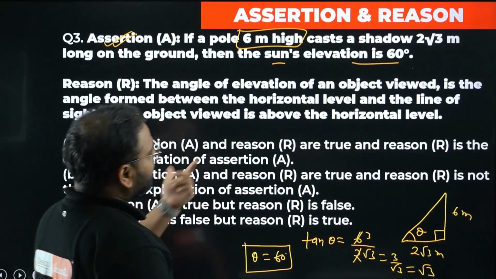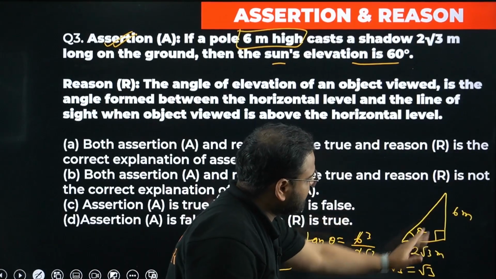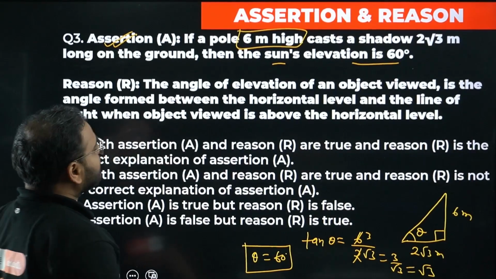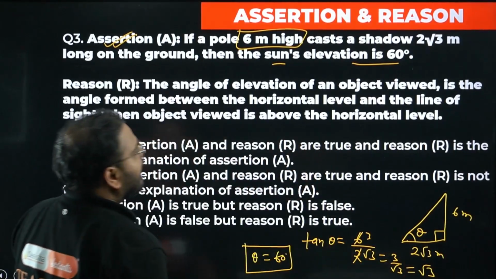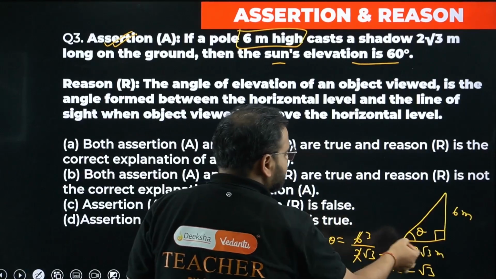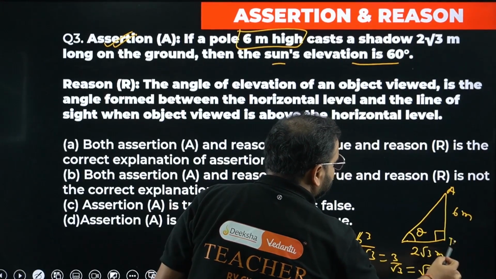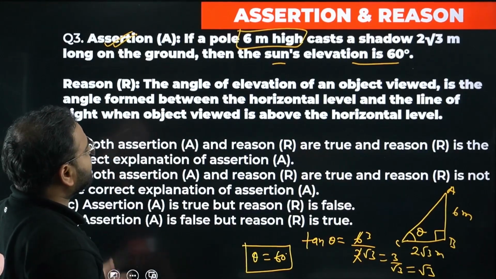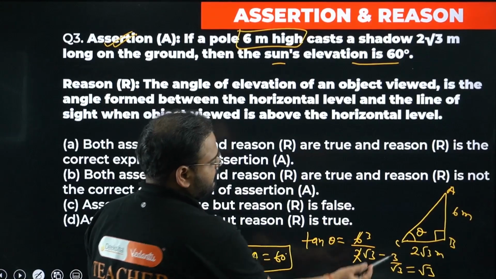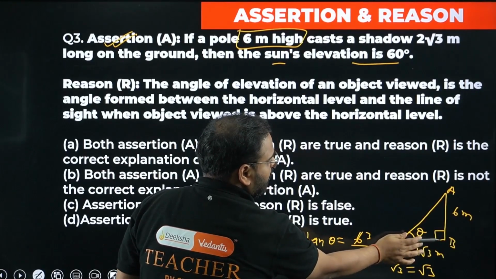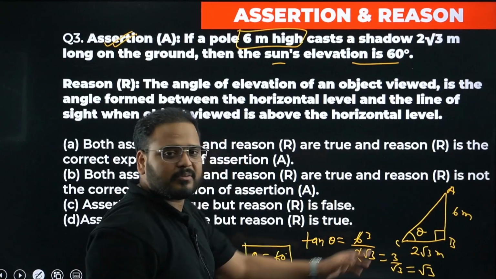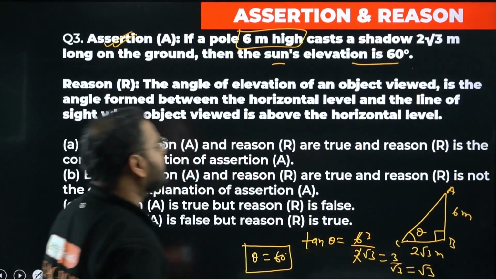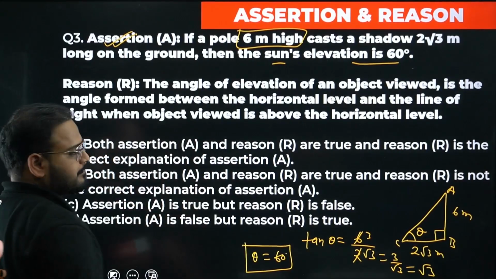The angle of elevation of an object is the angle formed between the horizontal level and the line of sight. In triangle ABC, AC is the line of sight and BC is the horizontal level. When the object is above the horizontal level, the angle of elevation is formed. That's what we have used, tan theta. It means option number A is suitable.